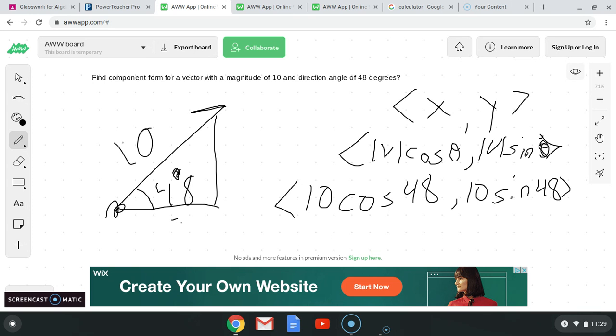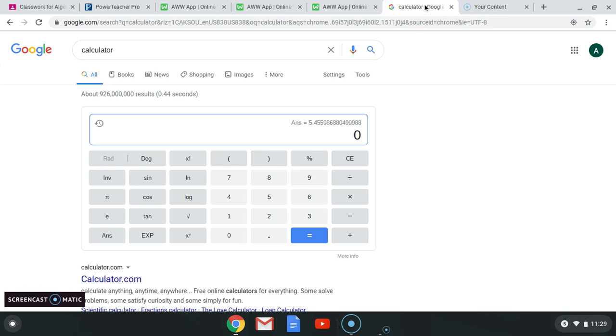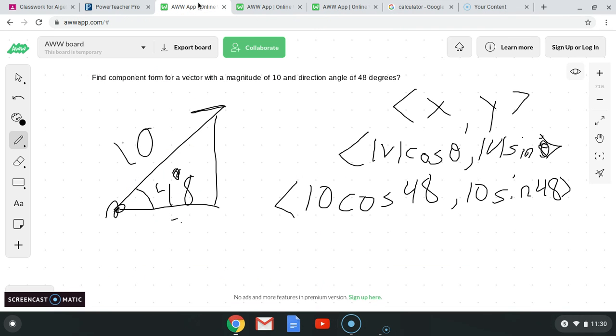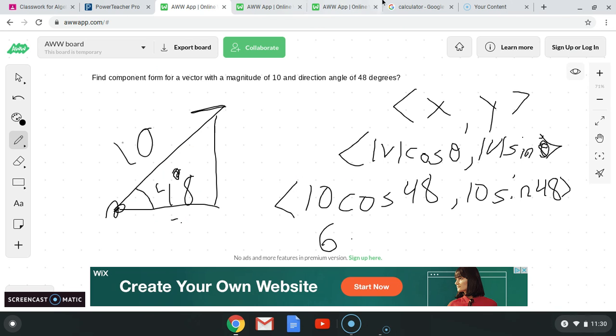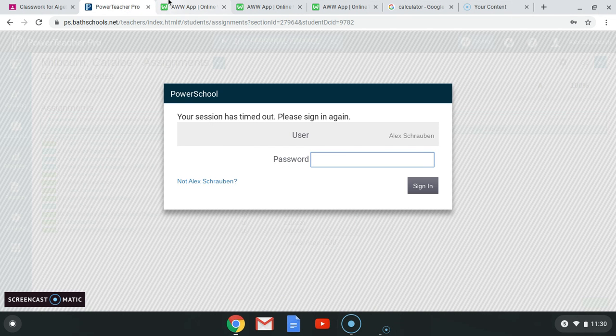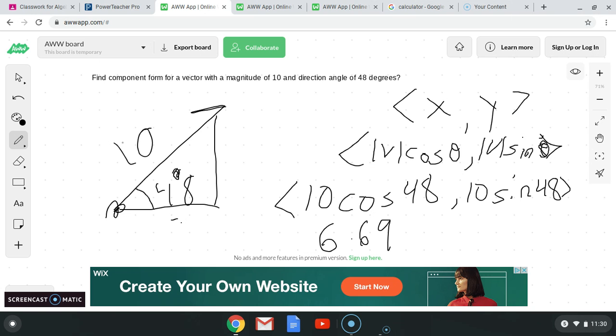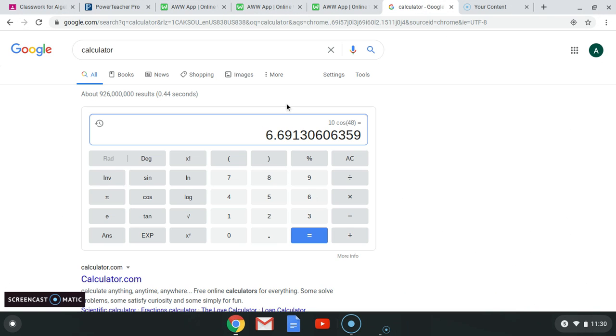Then if I plug that into my calculator, it would be 10 cosine of 48. Make sure you are in the right mode, degrees or radians. If they give you radians instead, it's the exact same thing, still the same formulas. So our x is 6.69, so I'm going to round that to 6.69 for our x, and then use the sine to find our y.